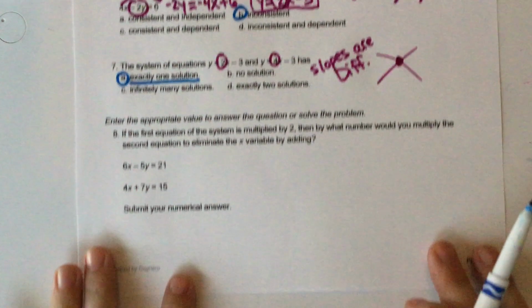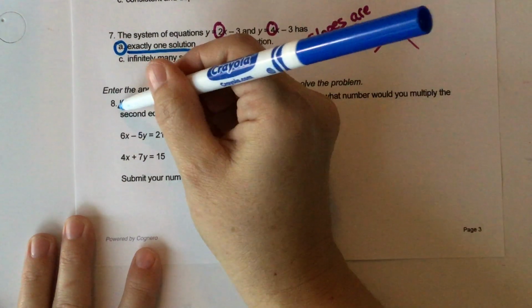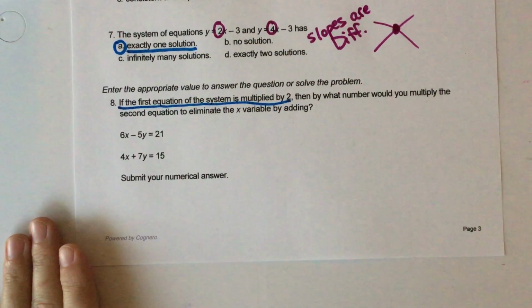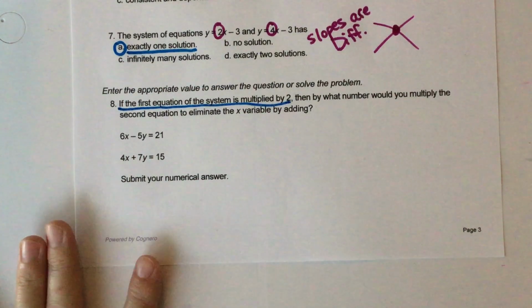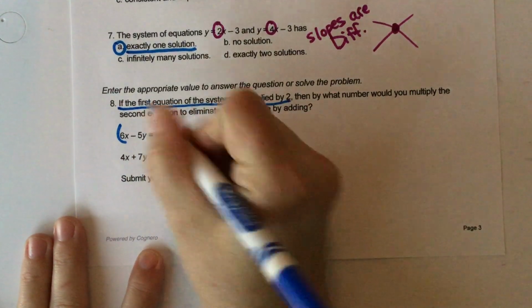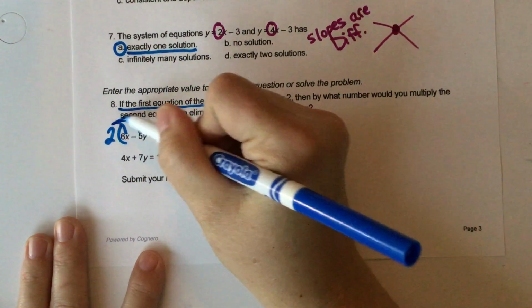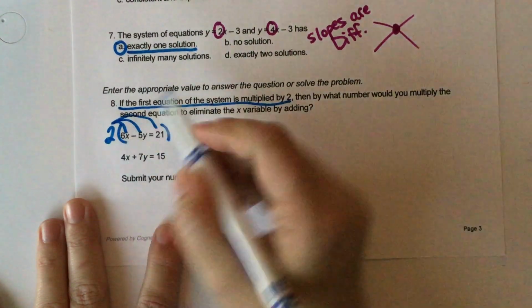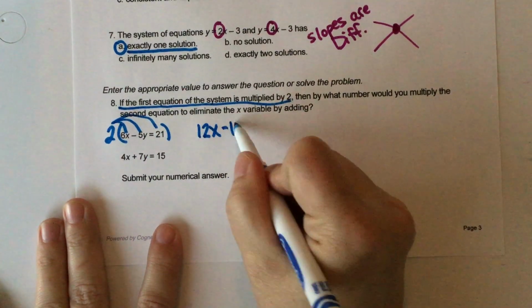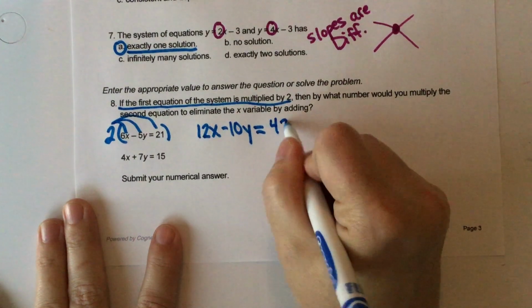Okay, number 8. It says, if the first equation of the system is multiplied by 2, then by what number would you multiply the second equation to eliminate the x? Let's multiply everything in the first equation by 2. Remember to multiply all 3 things. So 2 times 6x is 12x. 2 times negative 5y is negative 10y. And 2 times 21 is 42.